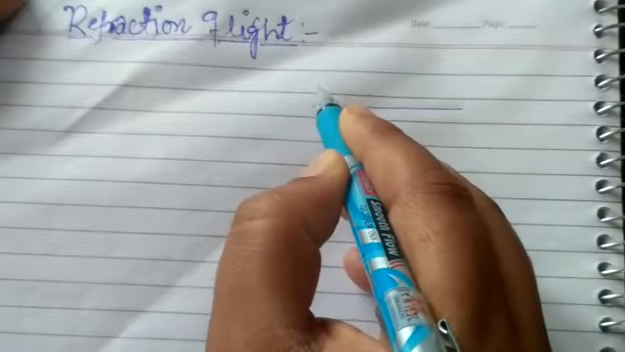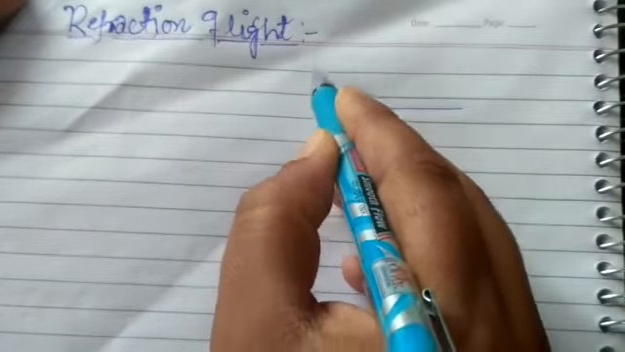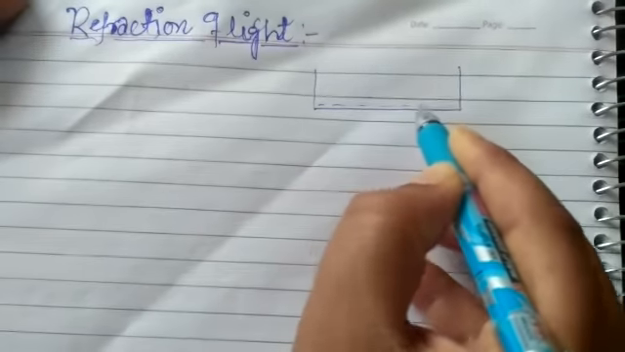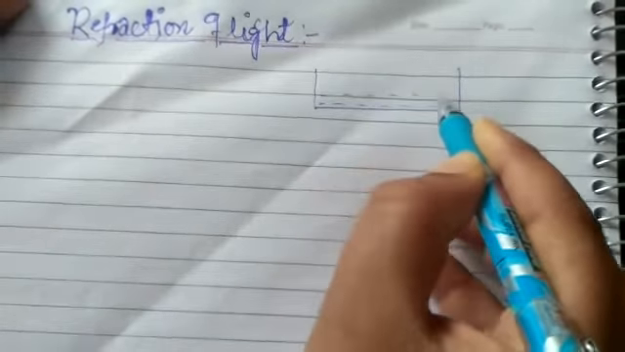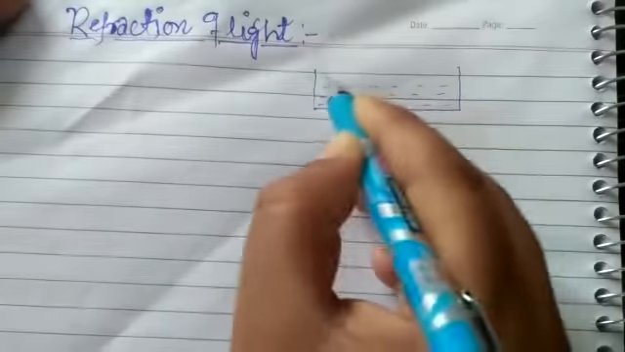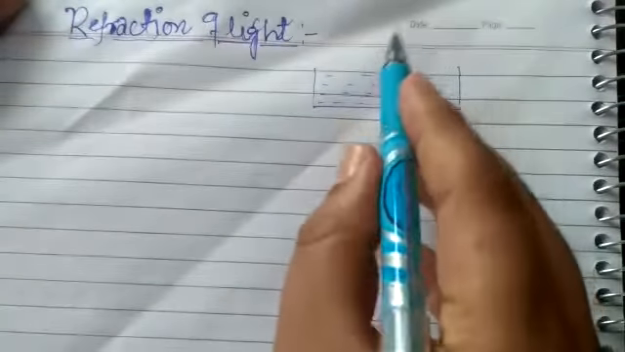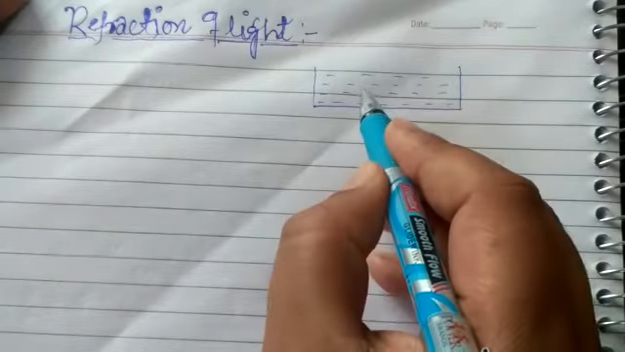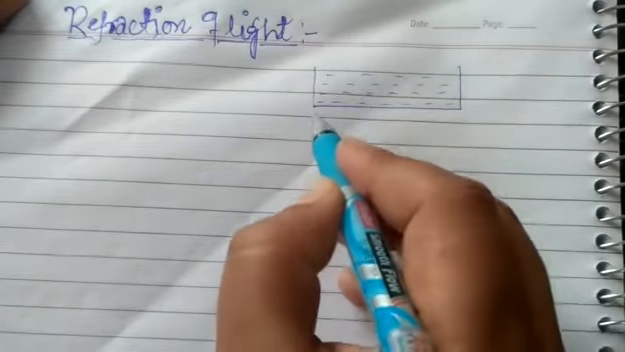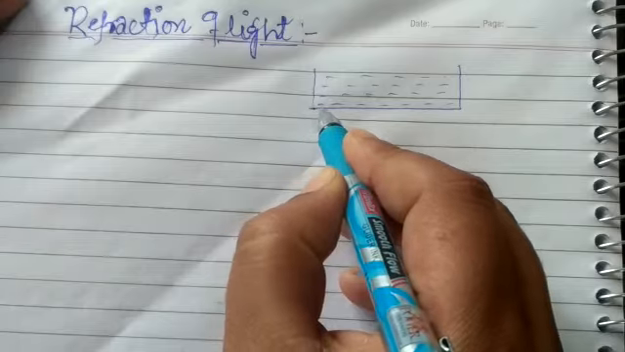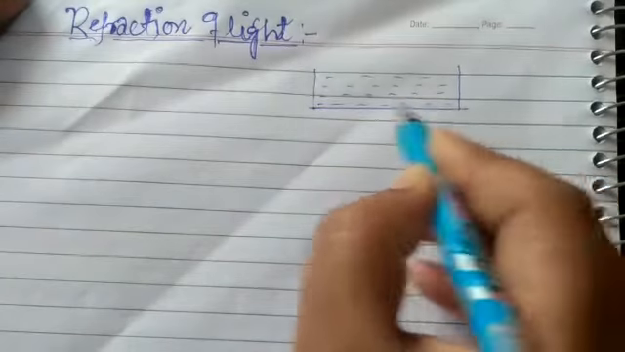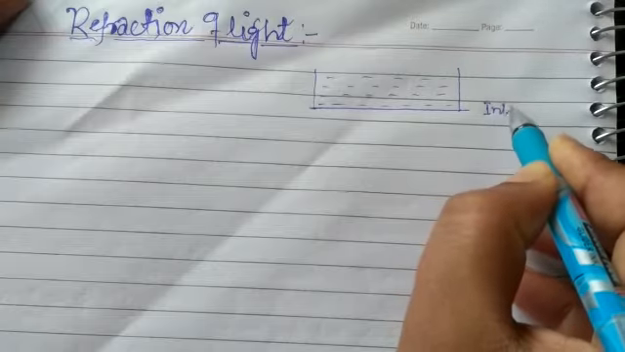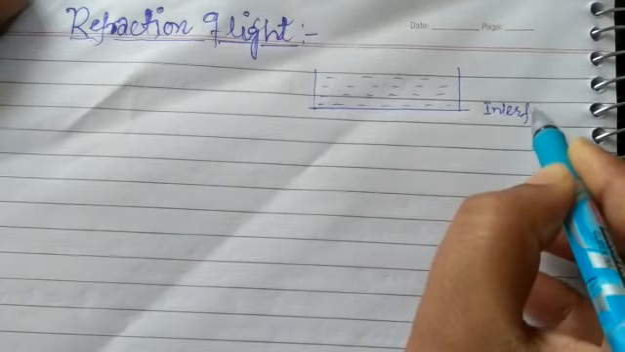This very upper one is a media, or you can say the medium. Let it be water or let it be air, and this very line which I am showing, we call the interface. By interface we mean the separation between two media.